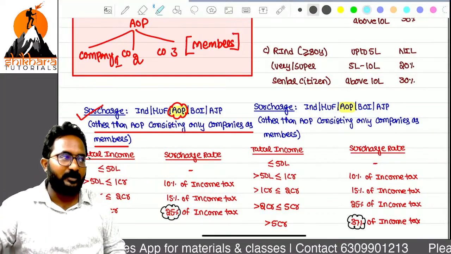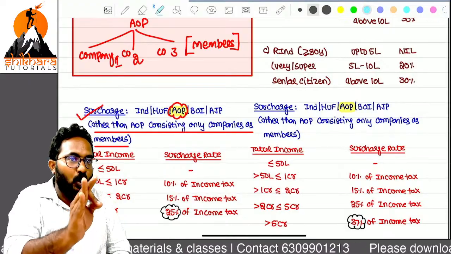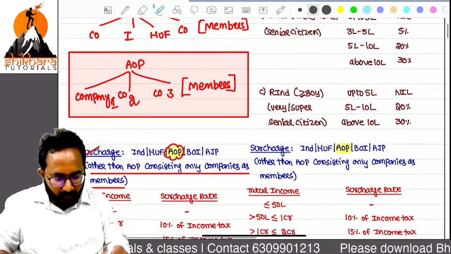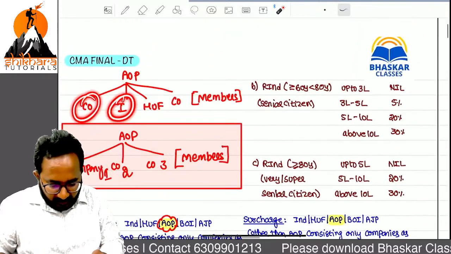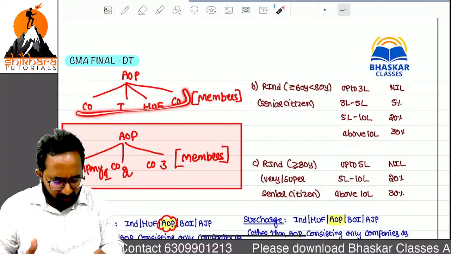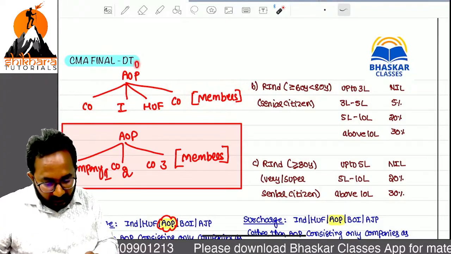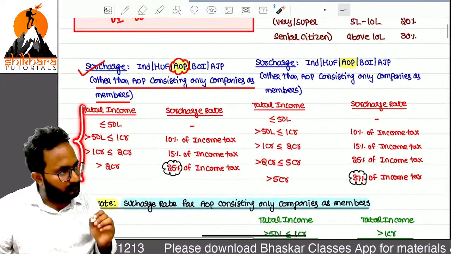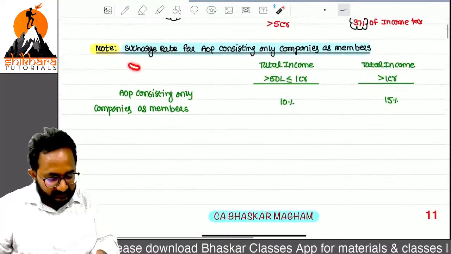What is the type of AOP? We have to exclude the normal AOP consisting only companies as members. Here, only 3 companies are members. But here, company, individual, HUF, AOP, all are included. So that's why, for these AOPs, these are the surcharge rates. But for AOPs with companies as members, I will discuss separately.